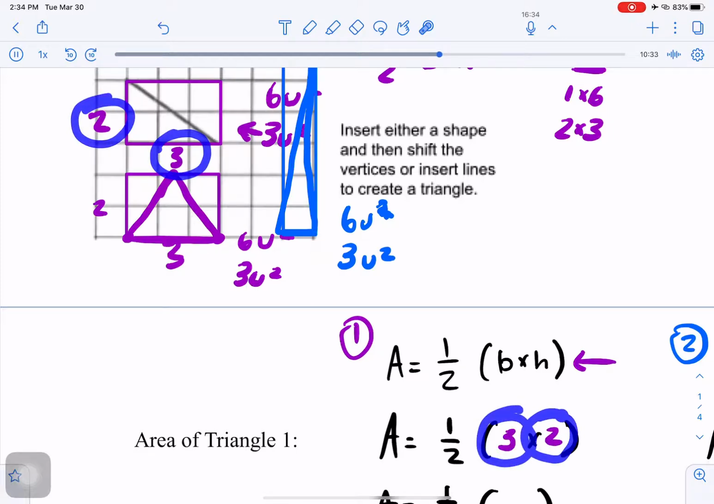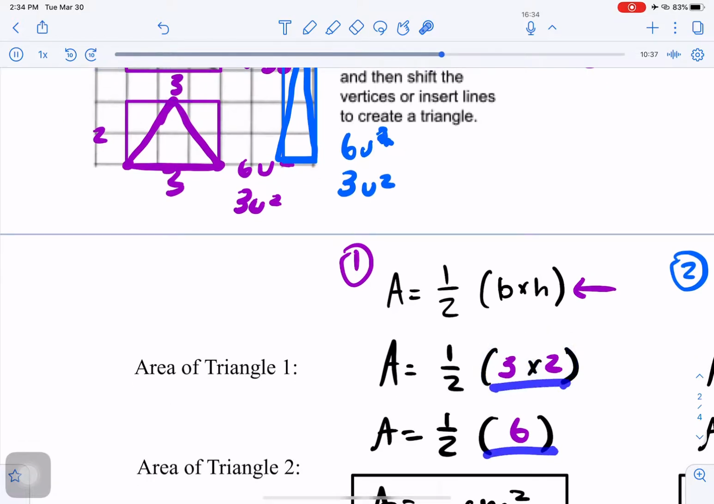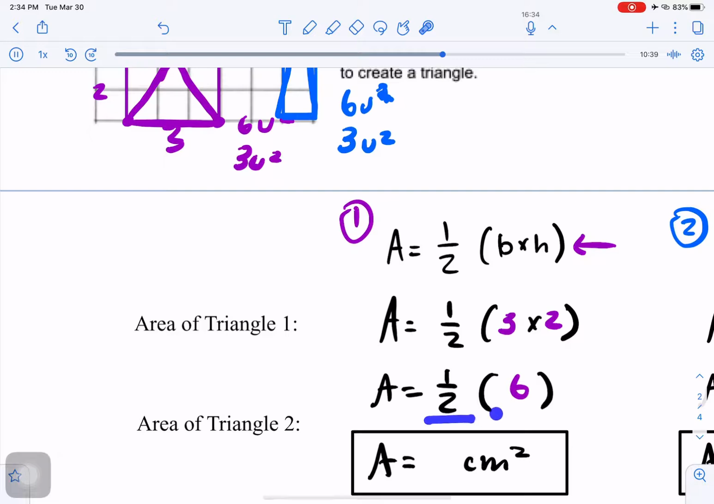And now that I multiply these two numbers, I see that I get an answer of 6. And my final step is to multiply that by half, or divide 6 by 2, which gives me an answer of 3 centimeters squared.